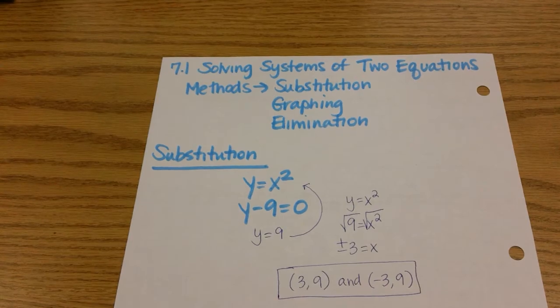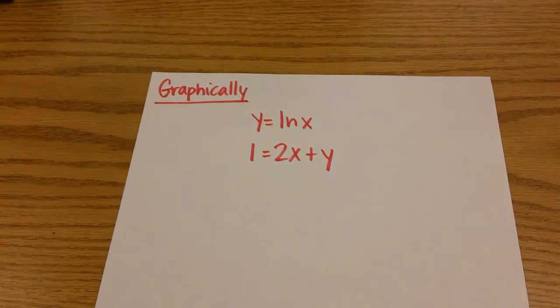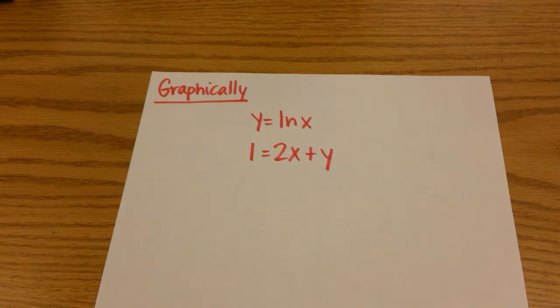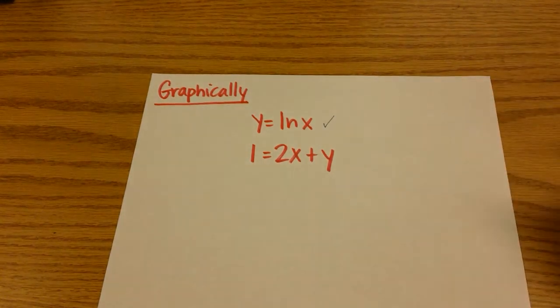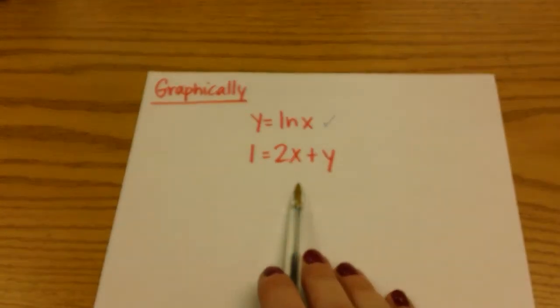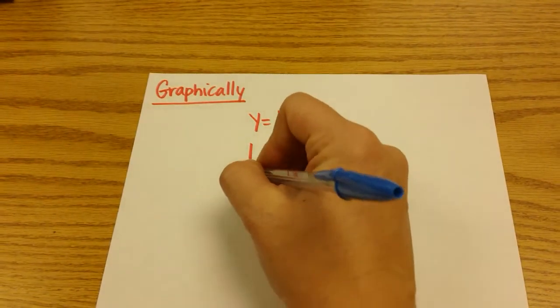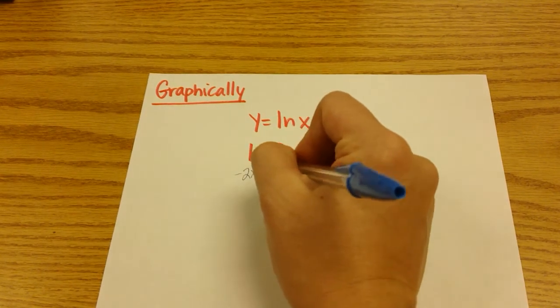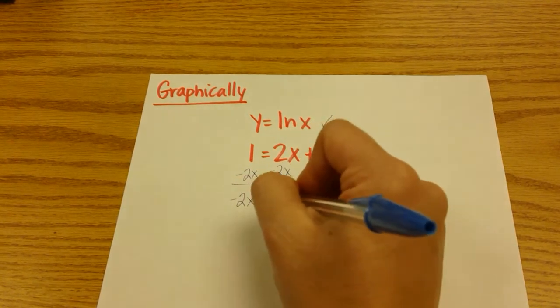The next method that we're going to review is graphing. So let's say we are graphing and we are given the example y equals the natural log of x and 1 equals 2x plus y. What we're going to do is plug these both into our calculator and see where they intersect. Before we can plug these into our calculator, this equation is good to go because it's already in the form of y equals. This equation here, we need to solve for y in order to plug it into our calculator. So what we're going to do is subtract 2x from both sides. So our second equation is going to be negative 2x plus 1 equals y.